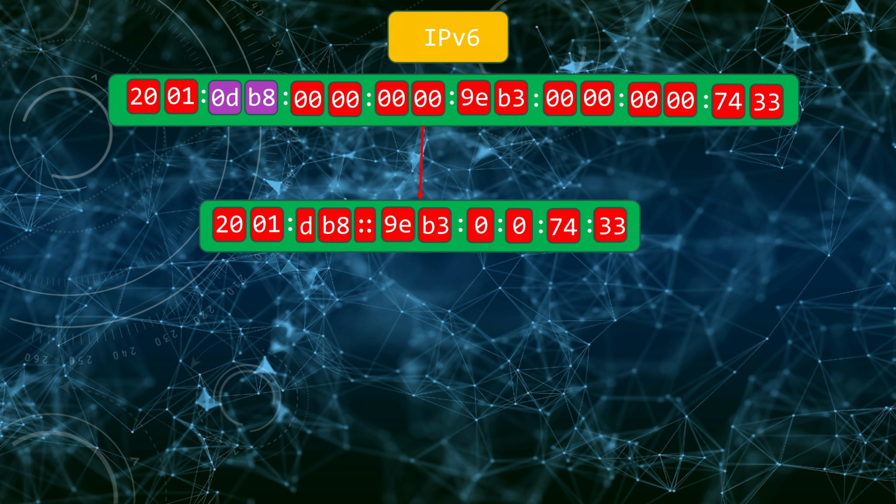0dB becomes just dB. The first group of consecutive zeros can be replaced with a double colon, but later we cannot replace those zeros with a double colon, as we've already done that with the previous group. We can only strip leading zeros, so this section becomes a 0, and this section becomes a 0.